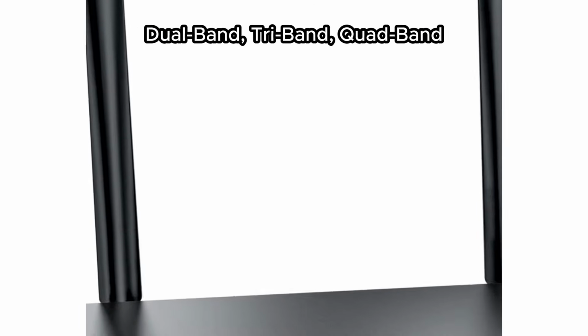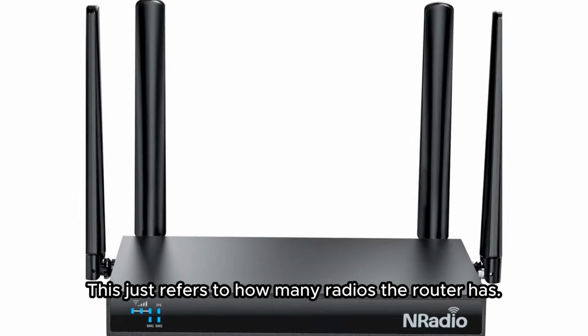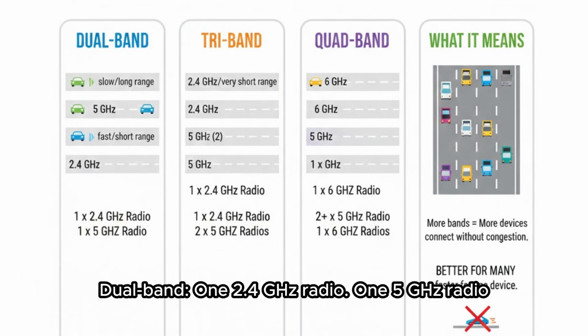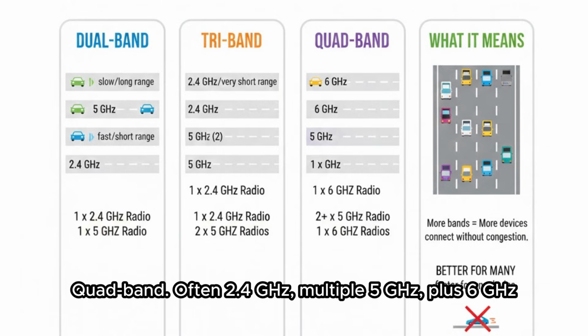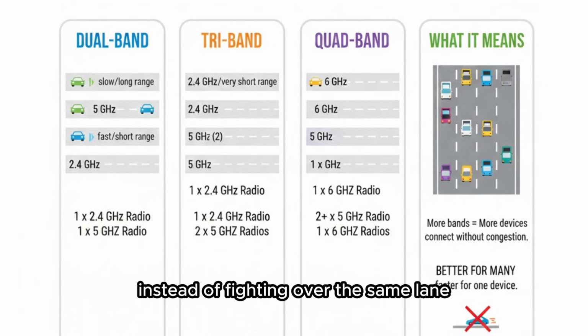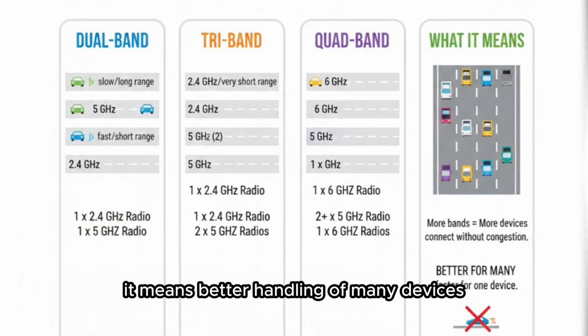Dual band, tri-band, quad band. This just refers to how many radios the router has. Dual band, one 2.4 gigahertz radio, one 5 gigahertz radio. Tri-band, one 2.4 gigahertz, two separate 5 gigahertz radios. Quad band, often 2.4 gigahertz, multiple 5 gigahertz, plus 6 gigahertz. More bands means more devices can spread out instead of fighting over the same lane. It doesn't automatically mean faster for one device. It means better handling of many devices.